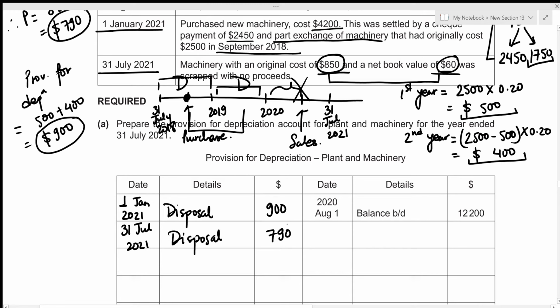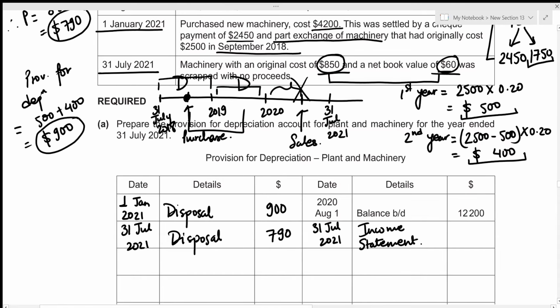Okay, now we need to also record the depreciation charge for this particular year on the credit side. So we can just put the end date, which is 31st July 2021, and we can term it as the income statement, since we record the depreciation for this year in our income statement.